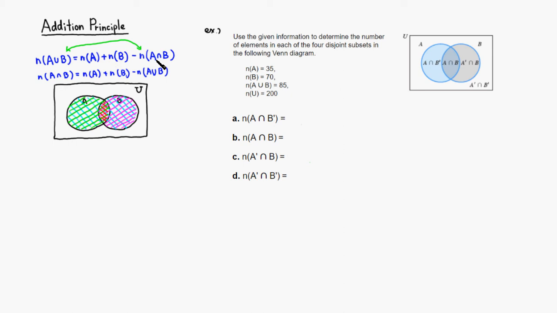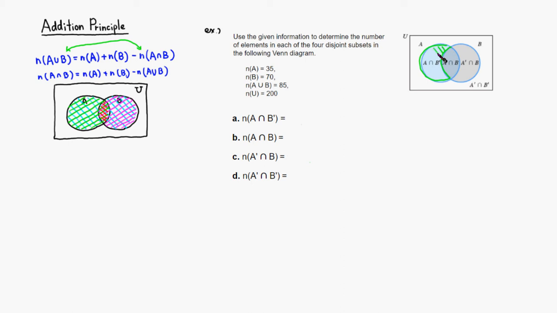Let's use this addition principle to solve the following example. We have a Venn diagram given, and there are some numbers given. The number of elements in A is 35, the number of elements in B is 70, the number of elements in A union B is 85, and the number of elements in the universal set is 200. That's the total number. Then we want to find the number of elements in A intersect B complement, which is this region right here. It's already shaded. This is what we're looking for.